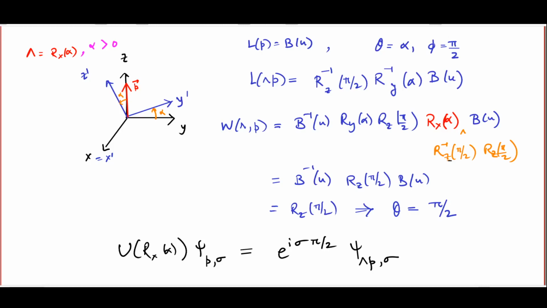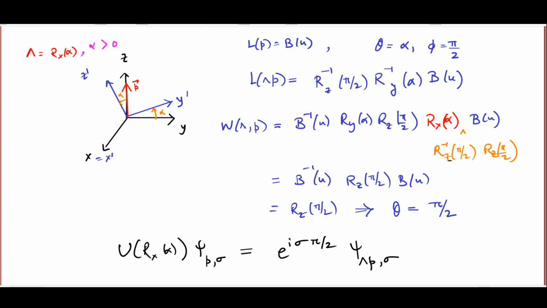So in this case, if you rotate about the x-axis to an angle alpha, the state psi p sigma for the new coordinate system becomes psi lambda p sigma, where lambda p of course is a rotated vector, times a phase factor of e to the I sigma pi by 2.